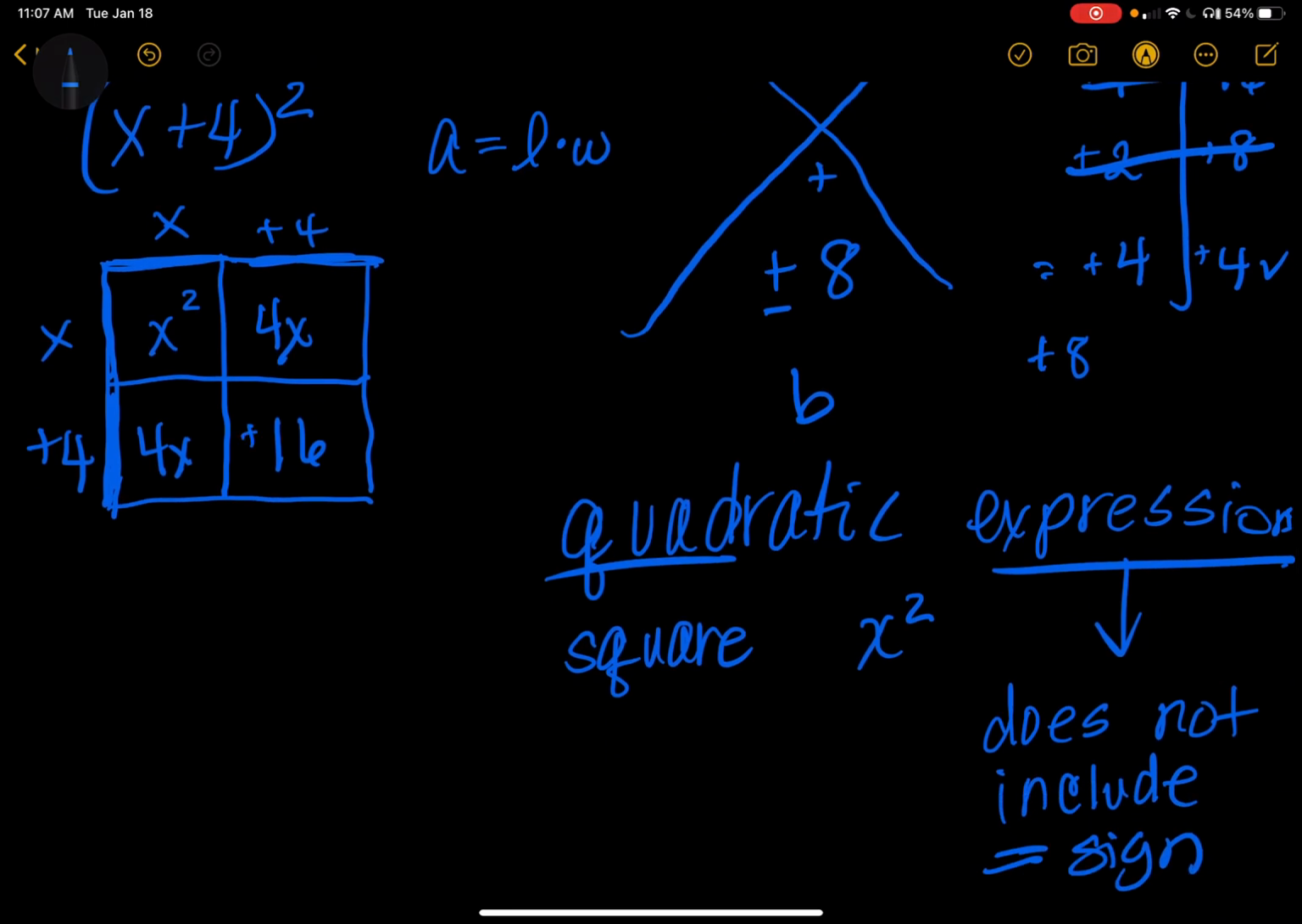So now we're going to bring it out of our box. We have x squared plus 4x plus 4x plus 16.